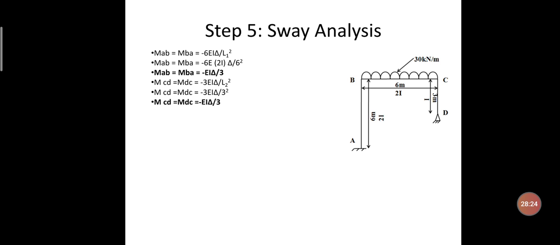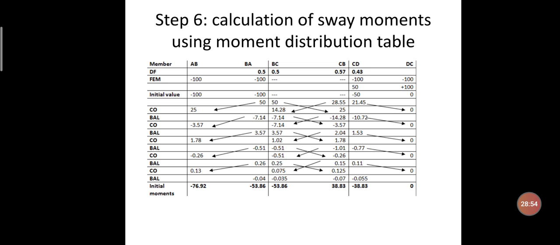So here you can just observe that, as in the case of sway analysis, the calculation of the moments we are going to take only for the columns, not for the beam here. So next step is I need to find out the ratio of this. The ratio is equal to MAB by MCD or MBA by MDC. If I take the sway force ratio, it is equal to 1 because both the values are the same.